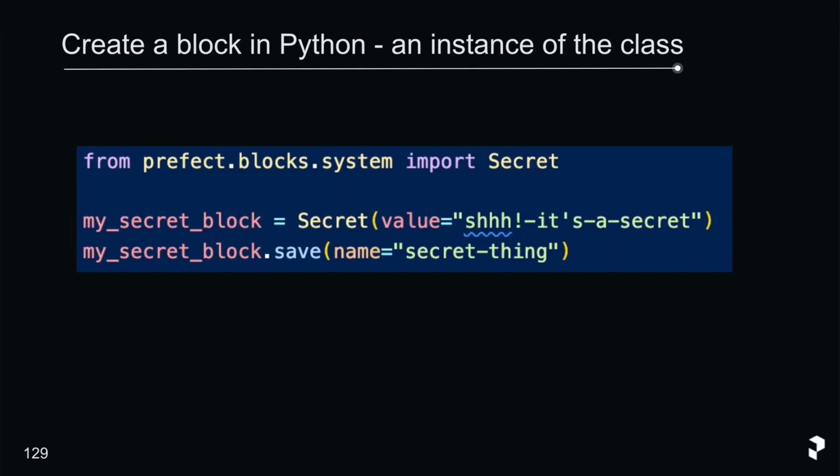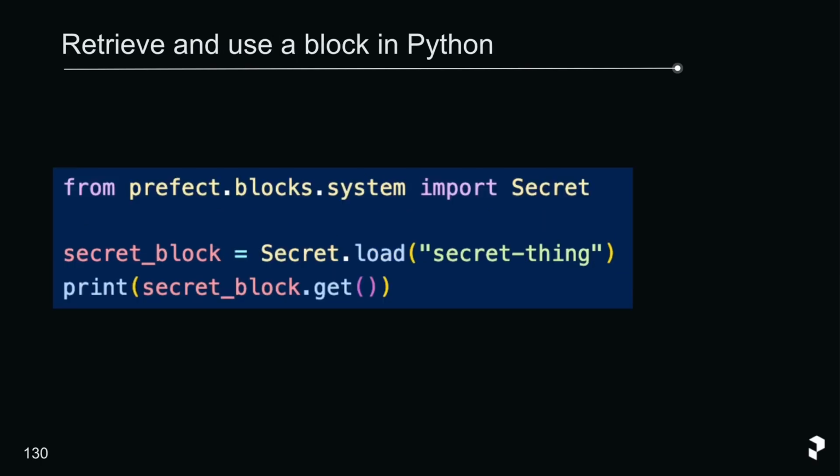Beyond the UI, you can actually create blocks in Python as well. So if you want to use the Python SDK, you certainly can. Here's an example of creating a secret block. So we're passing in a secret value to our block, and then we are saving that block with a unique name. If we wanted to retrieve that value stored in that block in a different workflow, then we would be able to load in the secret block by its name and then retrieve the value that is stored within that block.